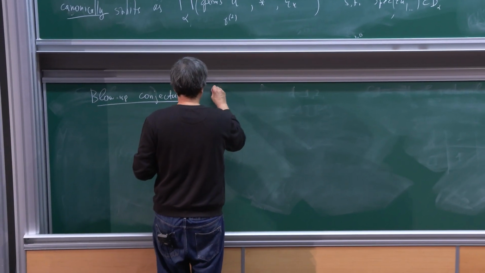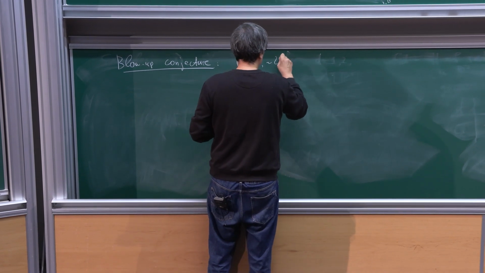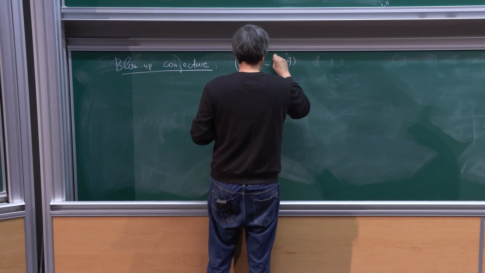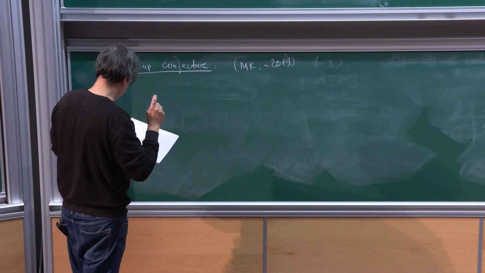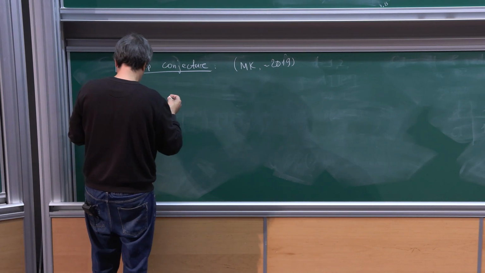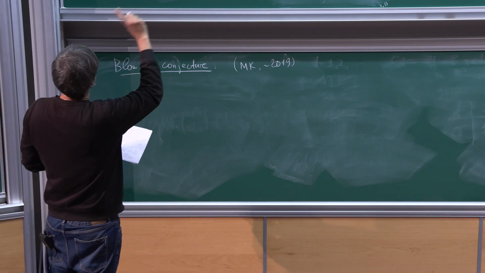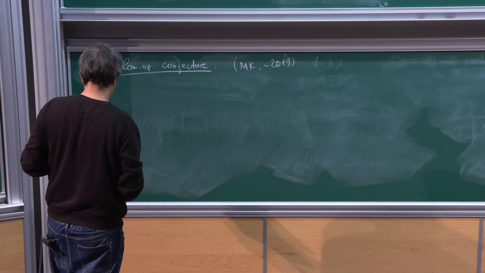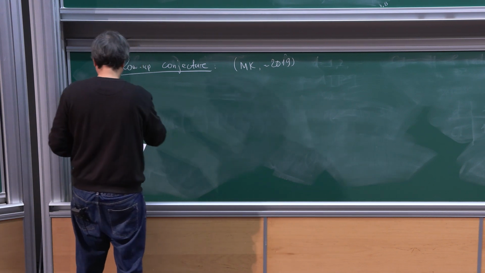So then I'll go to the blow-up conjecture. It should have come much earlier, but it's only four years ago that I proposed this conjecture, which deals with the following situation. This is kind of a general picture: if you have Gromov-Witten invariants, you get this product structure.